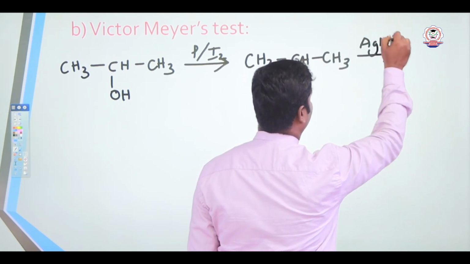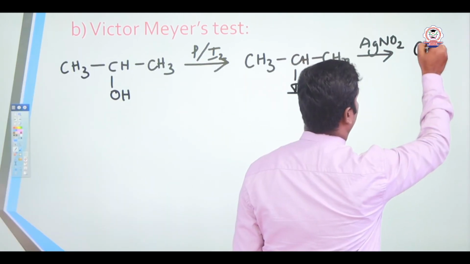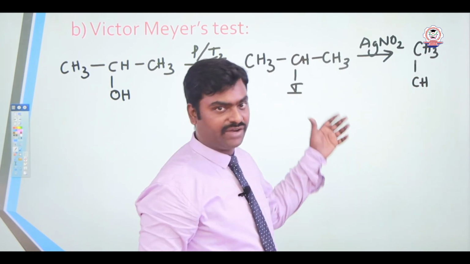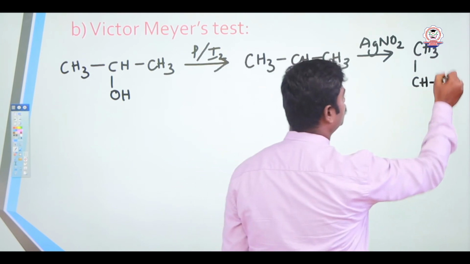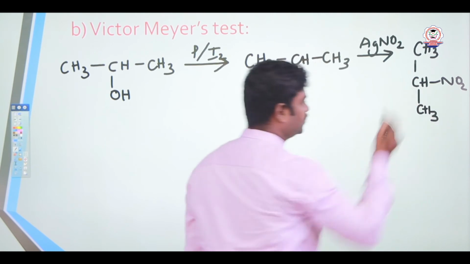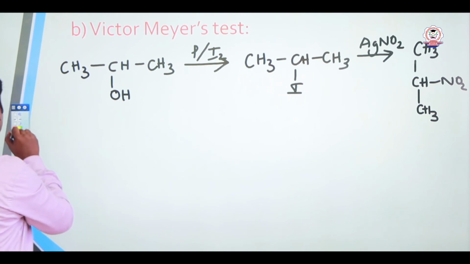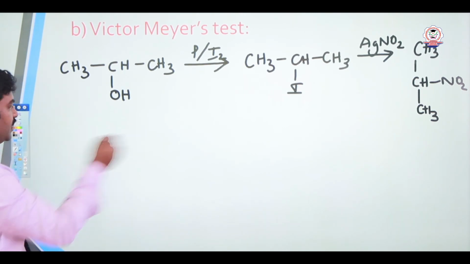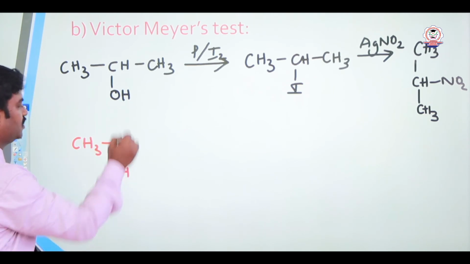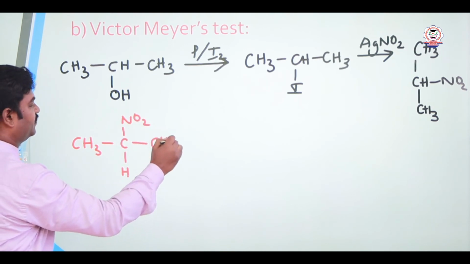AgNO2, silver nitrite. Now the product CH3, CH, but here instead of iodine you have to substitute NO2, then CH3. So what is the next step? We have to introduce HNO2 with the nitroalkane. So I'll write the nitroalkane CH3, CH, and we have NO2 here and CH3.